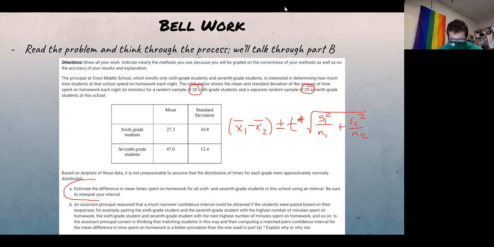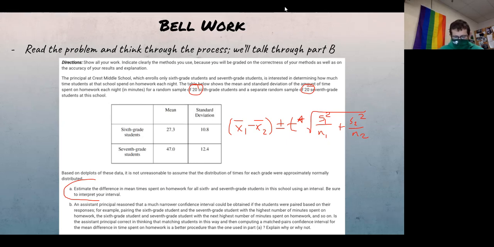An assistant principal reasoned that a much narrower confidence interval could be obtained if the students were paired based on their responses. For example, pairing the 6th grade student and the 7th grade student with the highest number of minutes spent on homework, the 6th and 7th grade student with the next highest minutes, and so on. Is the assistant principal correct in thinking that matching students in this way and then computing a matched pairs confidence interval for the mean difference in time spent on homework is a better procedure than the one used in part A?